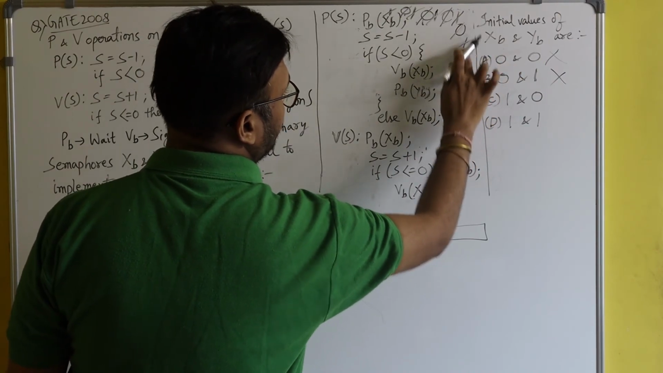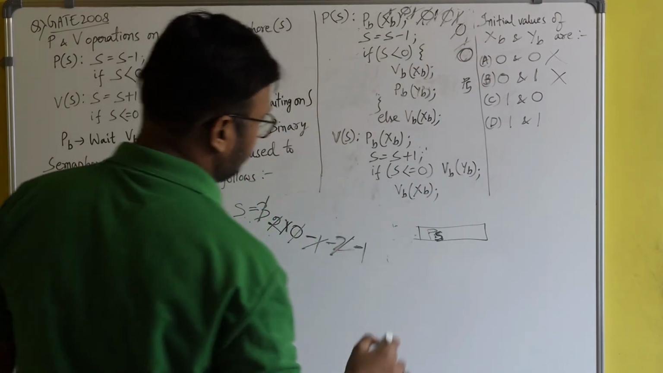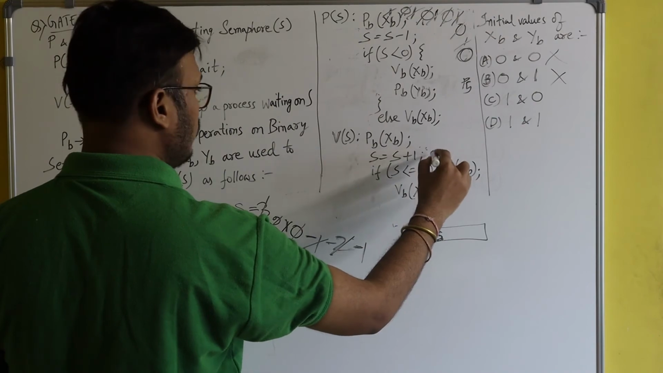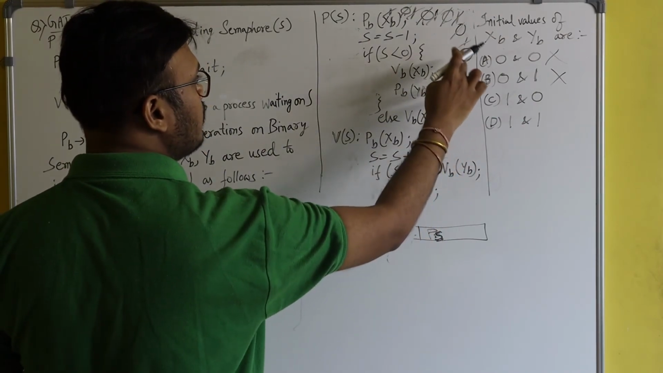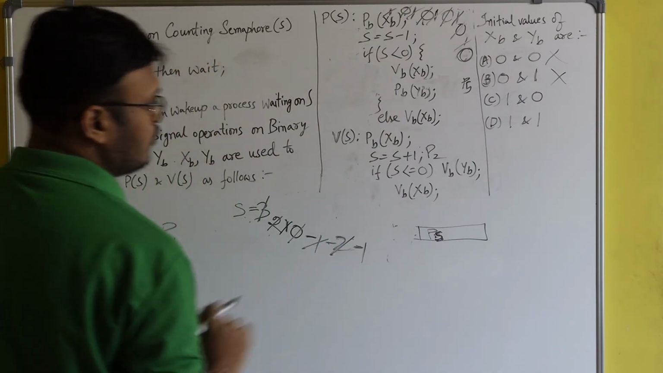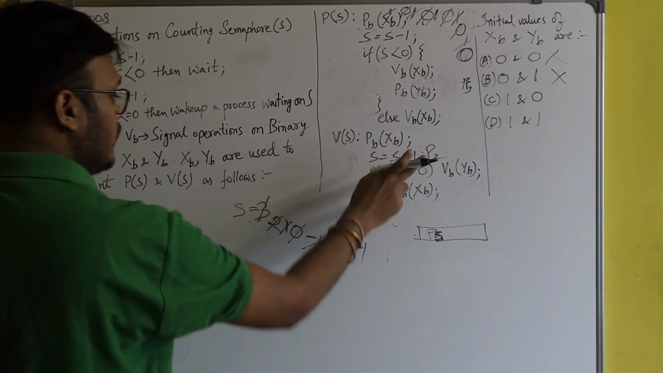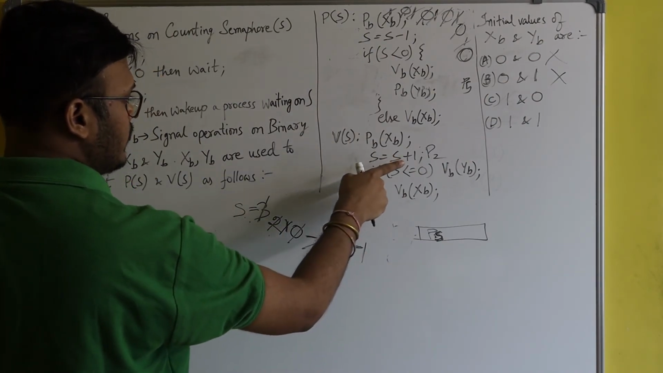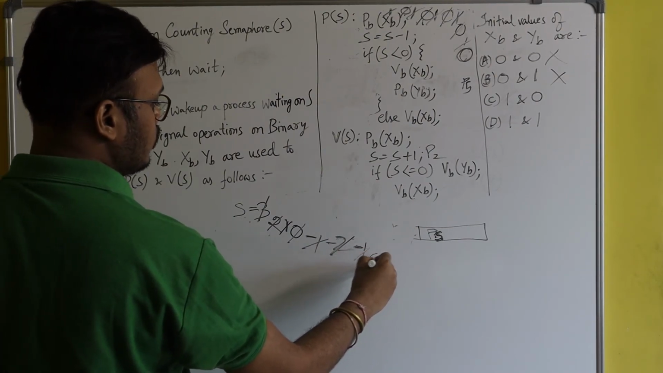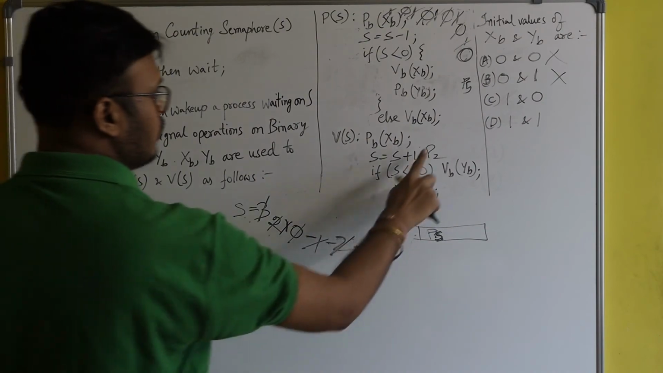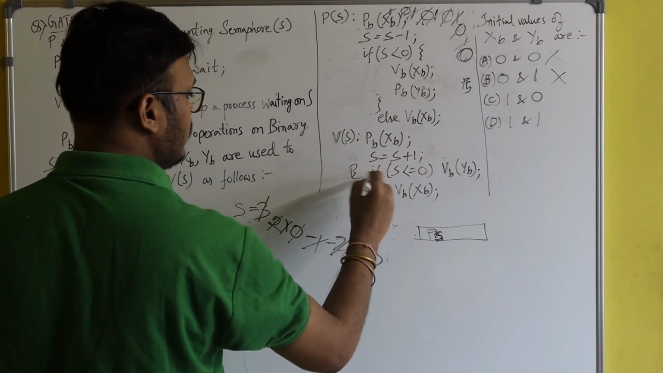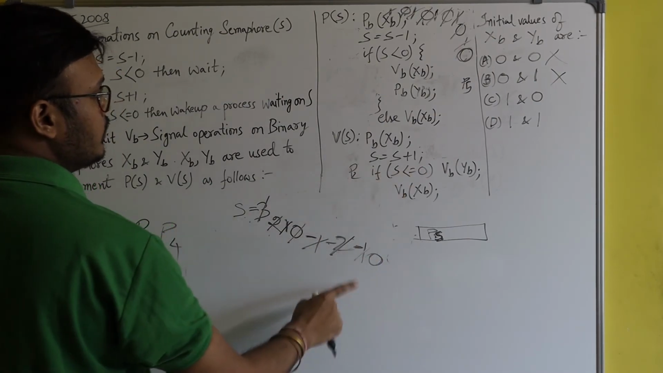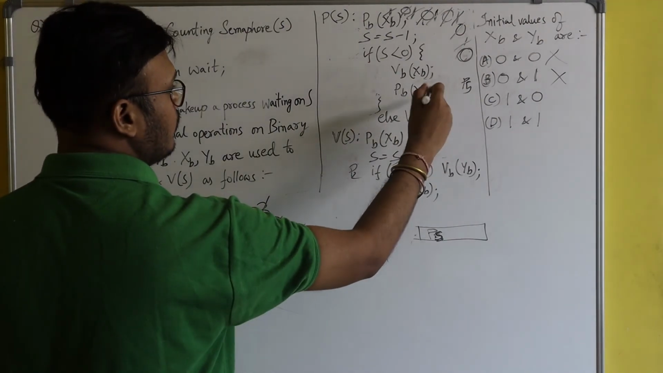Fine. So now P2 will come here, thereby making the value of XB as 0. Now P2 will execute this line, S is equal to S plus 1. So S plus 1, it means minus 1 will become 0. The value of S has become 0. Now P2 will check this condition: if there is any blocked process. Yes, this condition is true, 0 less than or equal to 0. There is one blocked process that is here.